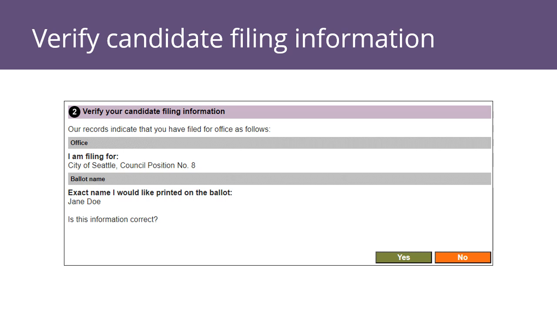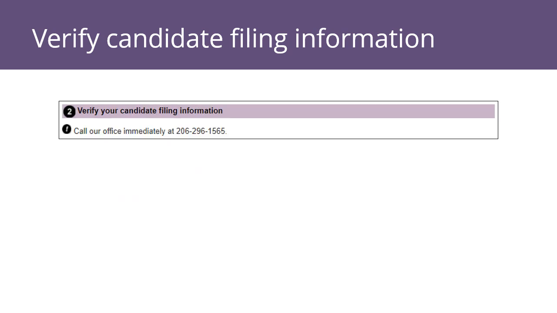On this screen, verify your candidate filing information. If the information listed is correct, click on the Yes button to continue. If the information is incorrect, press the No button. If your candidate filing information is incorrect, call our office immediately. King County Elections is open Monday through Friday between the hours of 8:30 a.m. and 4:30 p.m.